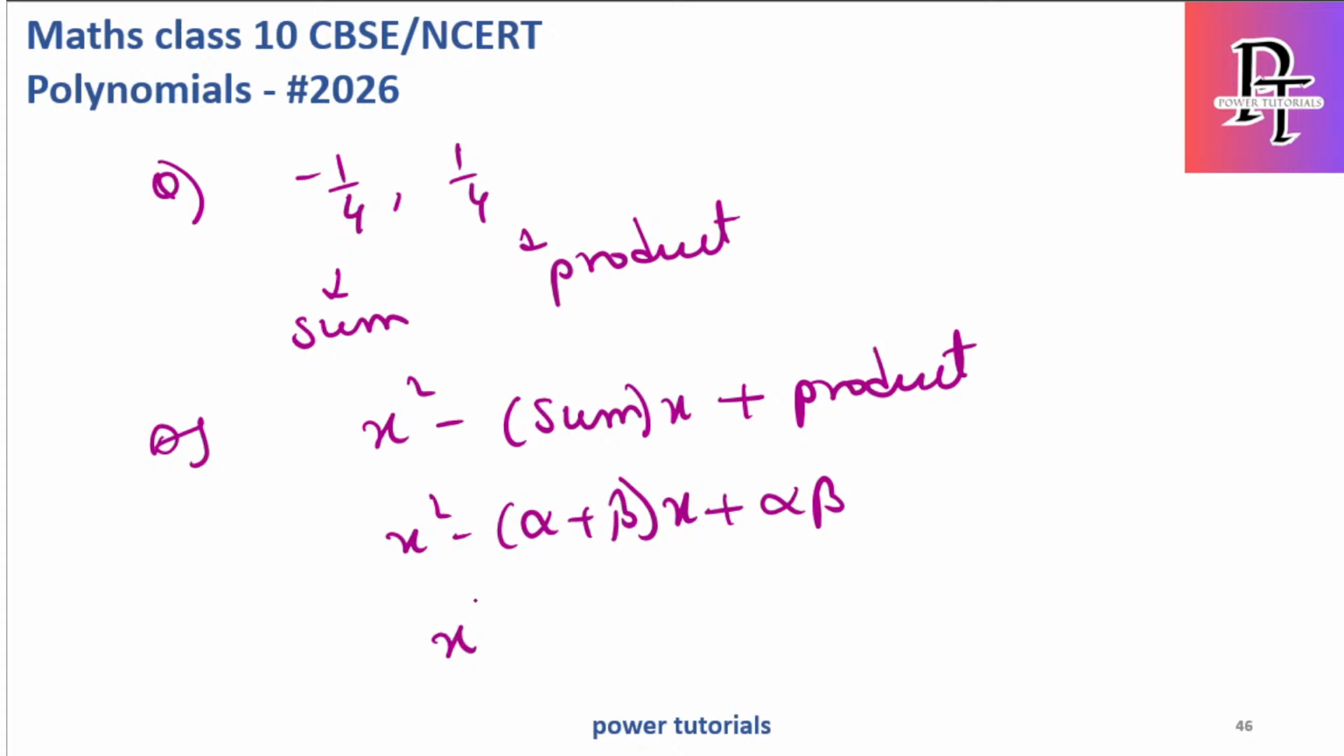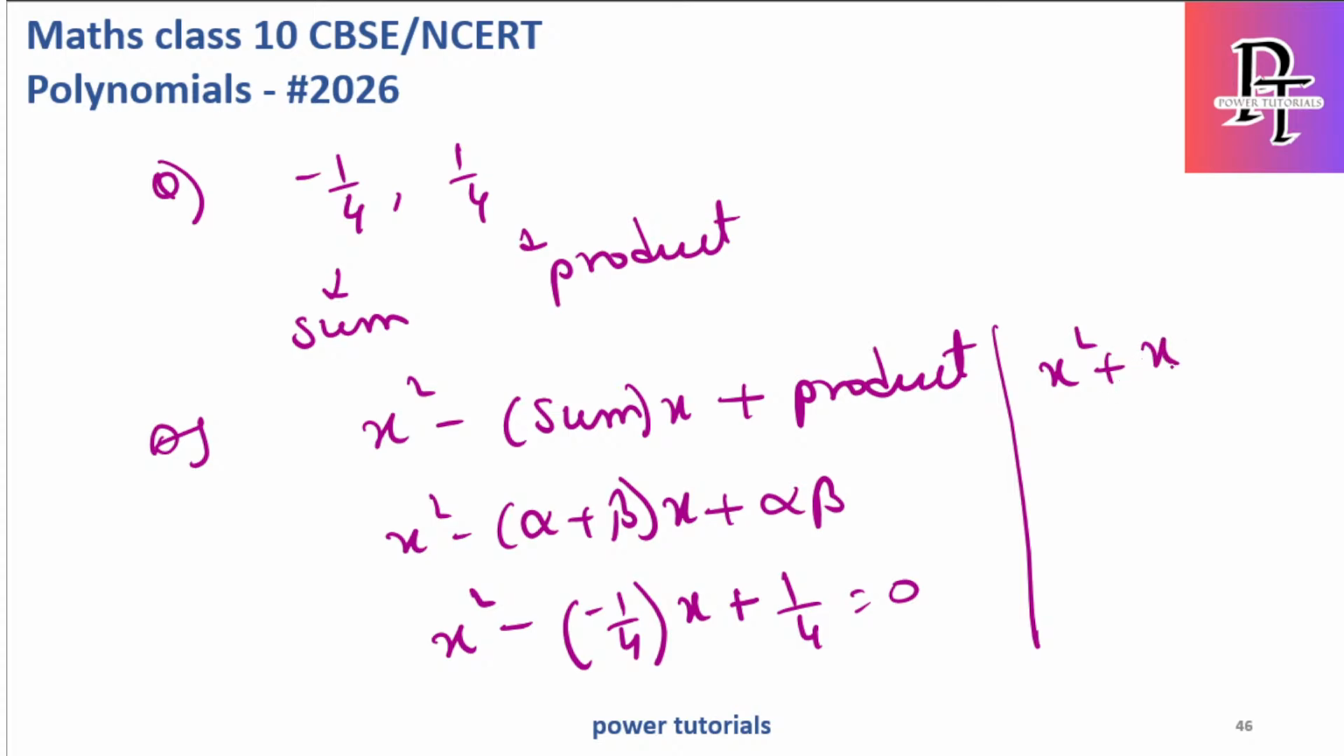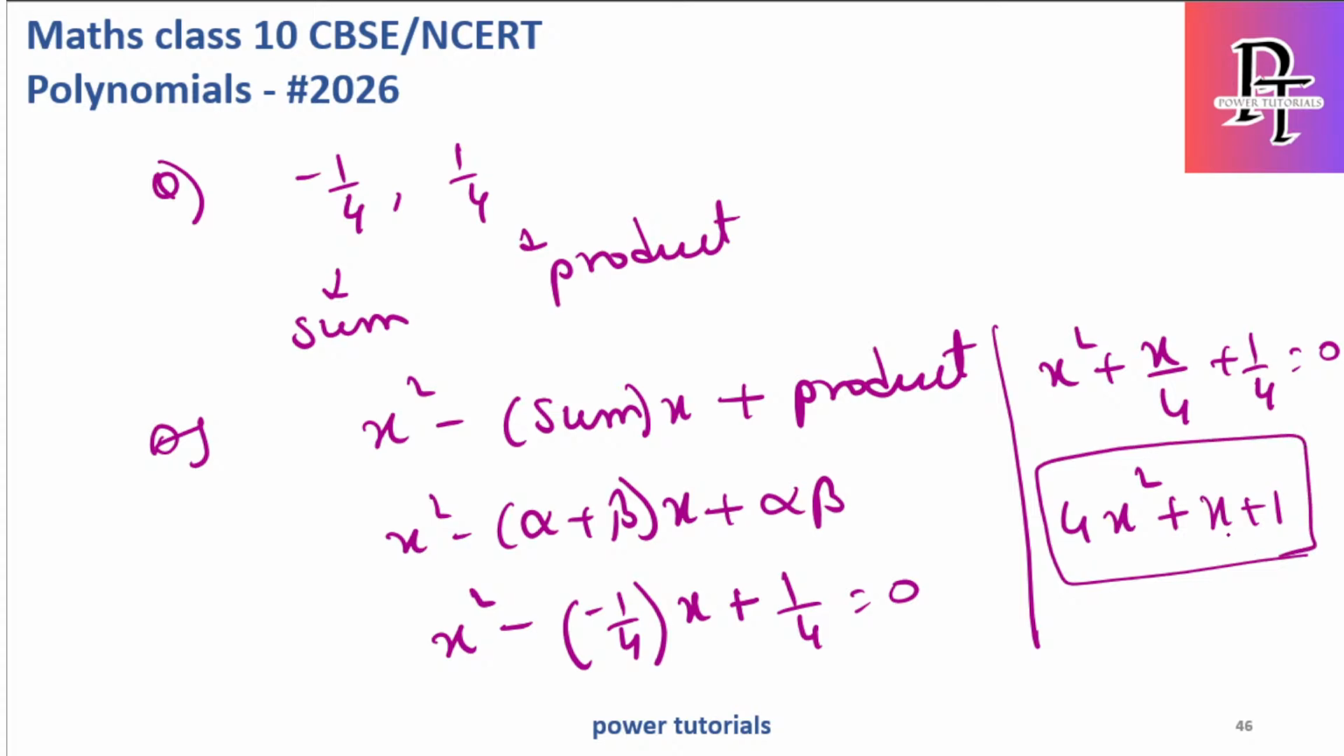Now let's substitute. X square minus of alpha plus beta, which is minus 1 by 4, into x plus alpha beta, which is 1 by 4, is equal to 0. So it is x square plus x by 4 plus 1 by 4 is equal to 0. I'll multiply by 4 on both sides. I will get 4x square plus x plus 1, which is a quadratic polynomial where the sum of zeros is minus 1 by 4 and the product of zeros is 1 by 4.